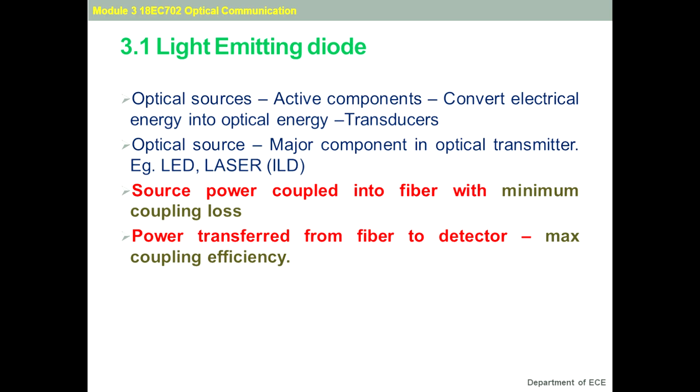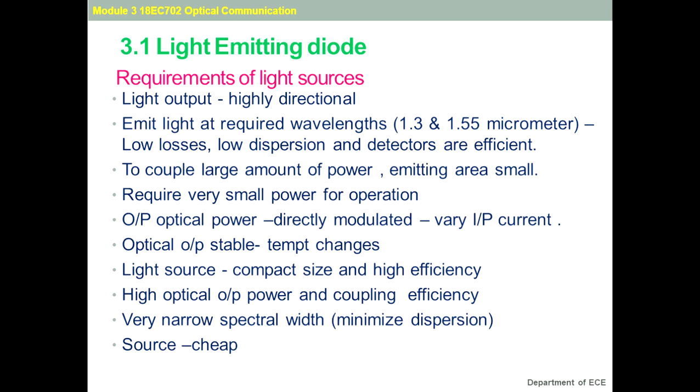So we should have two important conditions satisfied. The first one is the source power must be coupled into the fiber with minimum coupling loss. The second one, the power transferred from the fiber to the detector should have maximum coupling efficiency. Next, we'll see a few requirements of light sources.